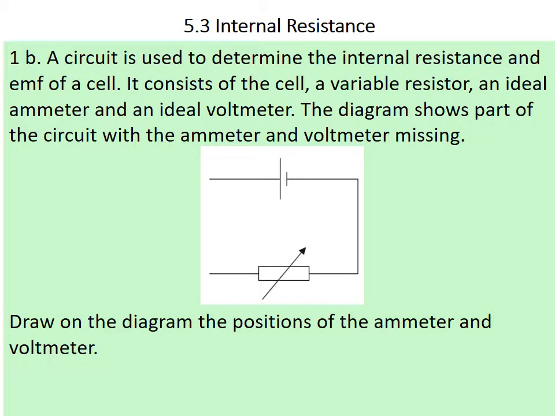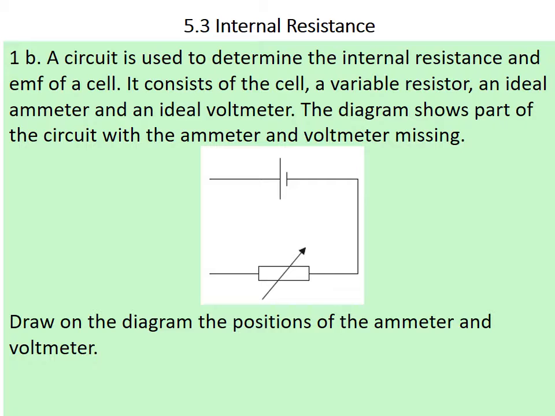Okay. Part B, a circuit is used to determine the internal resistance and EMF of a cell. It consists of the cell, a variable resistor, an ideal ammeter, and an ideal voltmeter. The diagram shows part of the circuit with the ammeter and voltmeter missing. Draw on the diagram the positions of the ammeter and the voltmeter.